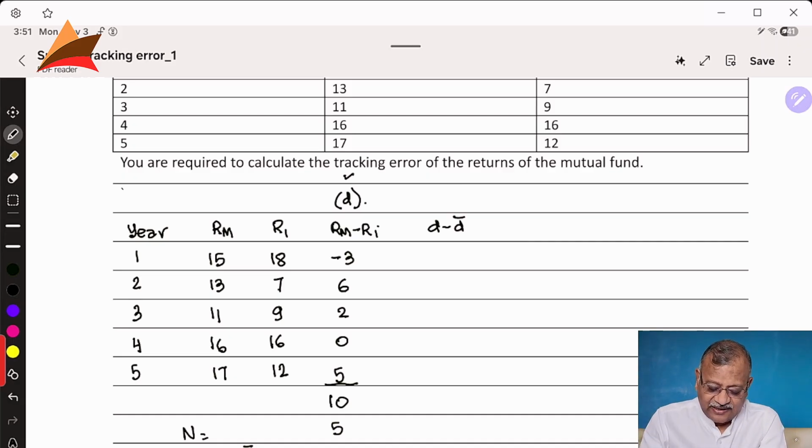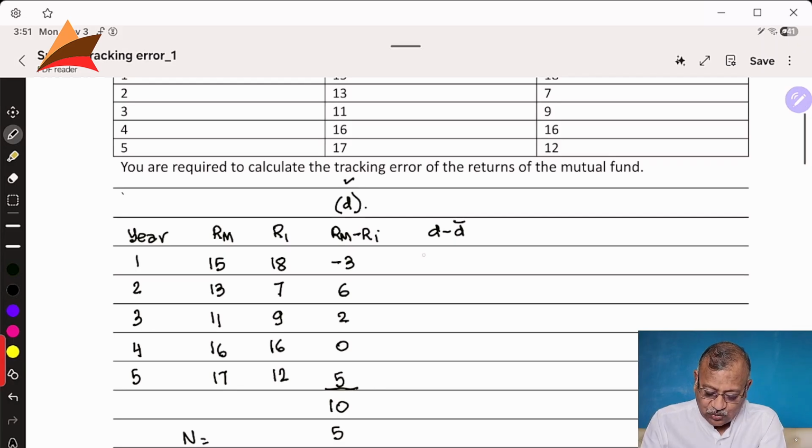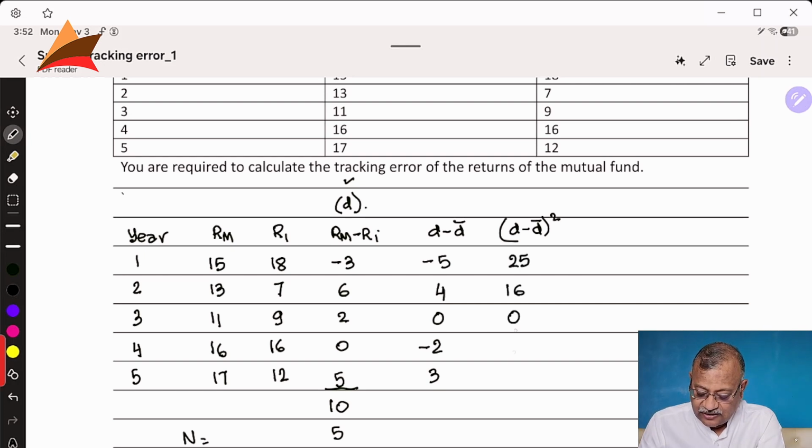So what will be the D minus D bar? Minus 3 minus 2 is minus 5, 6 minus 2 is 4, 2 minus 2 is 0, 0 minus 2 is minus 2, and 5 minus 2 is 3. Now, D minus D bar whole square, that is 25, 16, 0, 4 and 9. So this gives us 54.